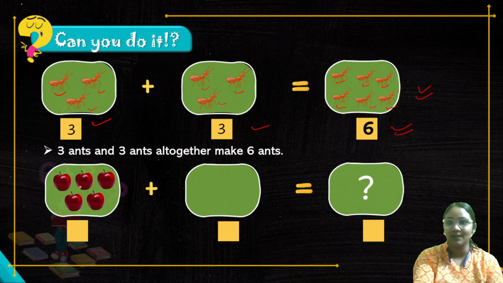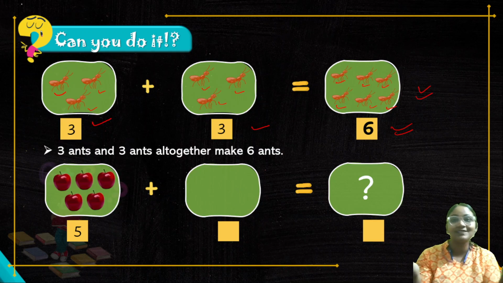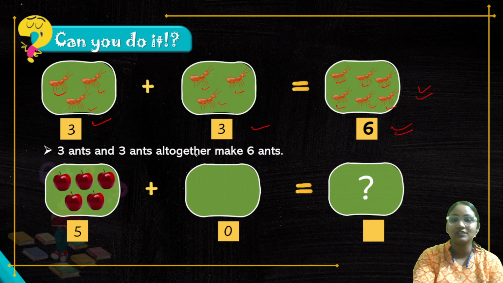Now see this example. Red apples. One, two, three, four, five. How many apples are there in this box? Five apples. How many apples are there in this box, students? Oh, there are no apples. It means there are zero apples. No apples means zero apples. So this is zero.